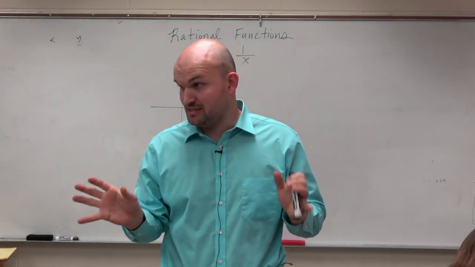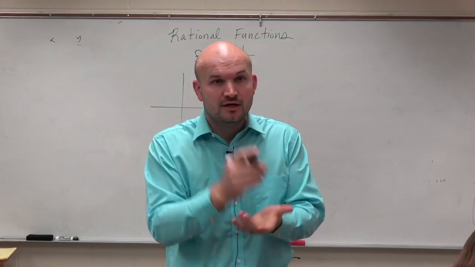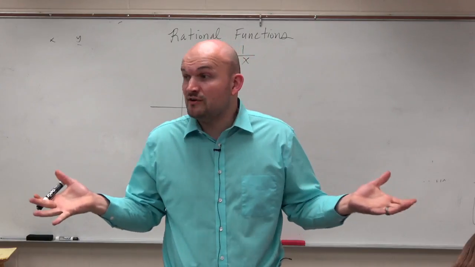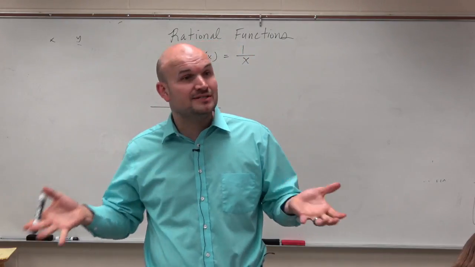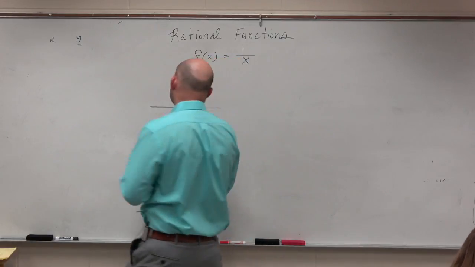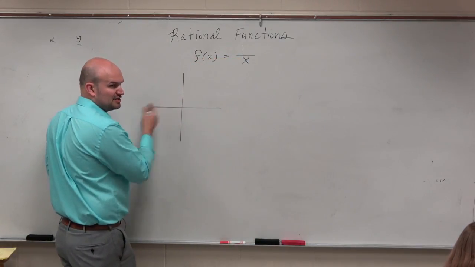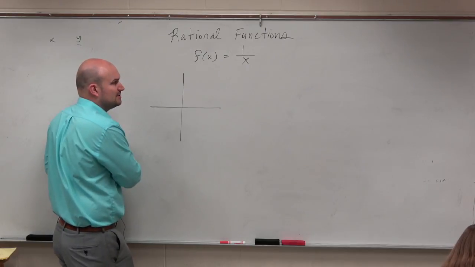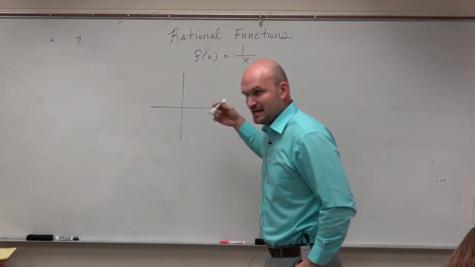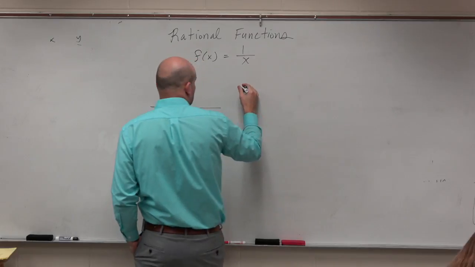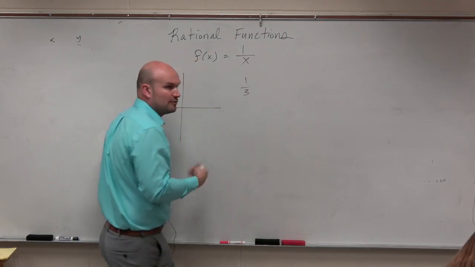We talked about this function. I think it was on your first quiz. It was one of our parent functions, one of the main functions. I told you guys, you need to know what this graph looks like. So rather than create a table, let's just pick some random numbers. So let's pick 1 over 3.